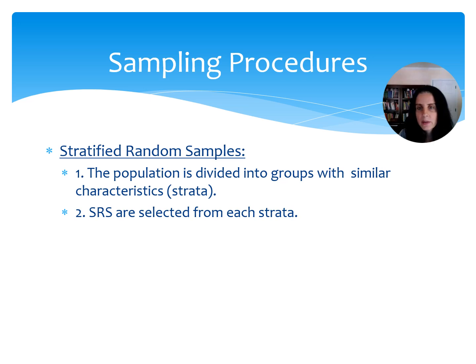There are two steps in selecting a stratified random sample. First, we divide the population into the groups that need to be represented in the sample. These groups have similar characteristics, are more homogeneous, and they're also called strata. For instance, we separate the population into different racial or ethnicity groups. The second step is to select from each group a simple random sample. The proportion of individuals selected from each group must be the same as the population percentage.